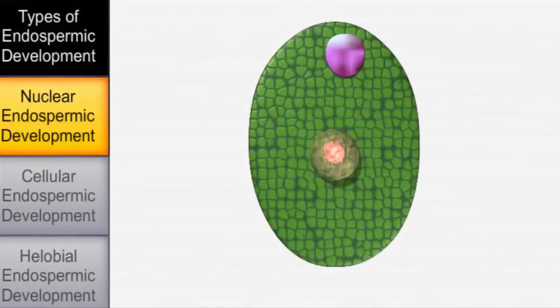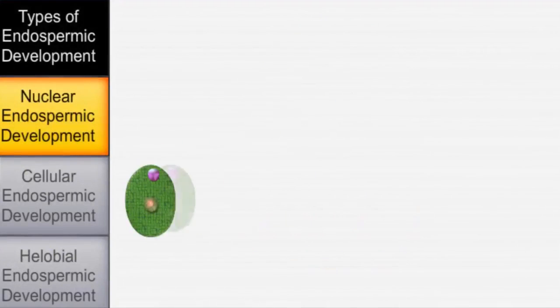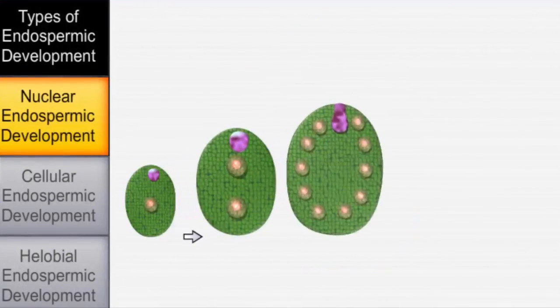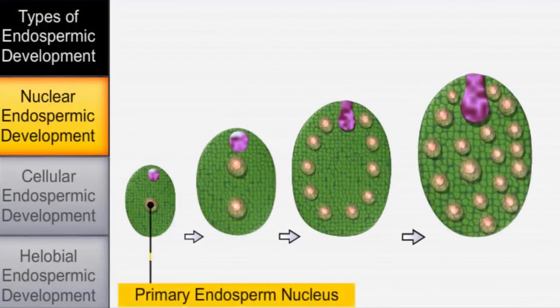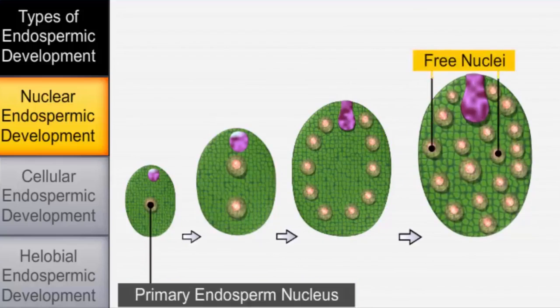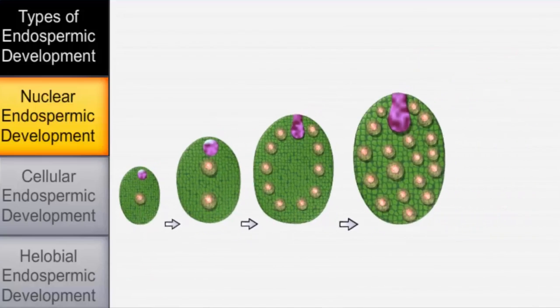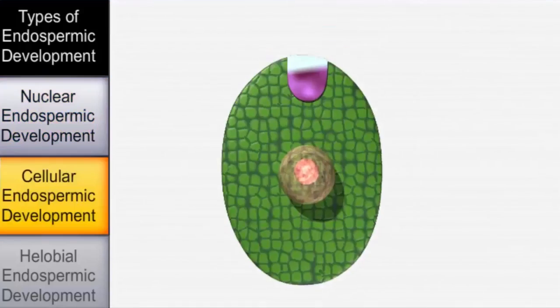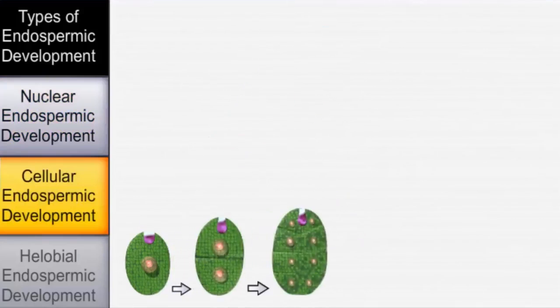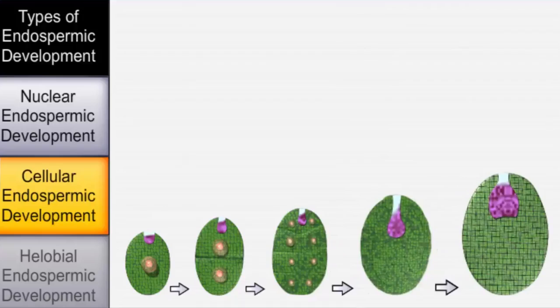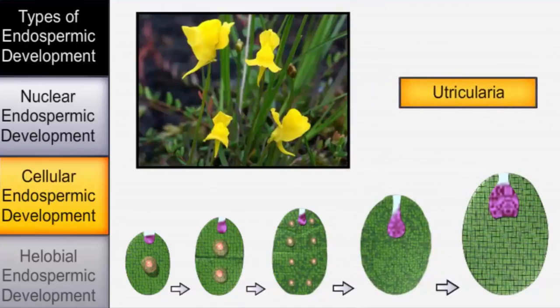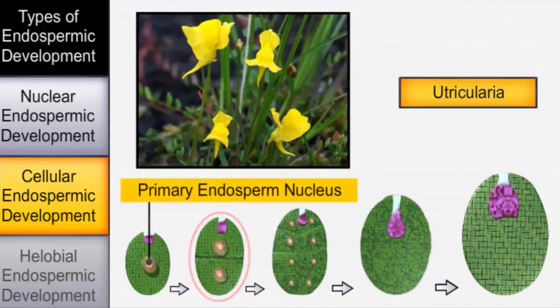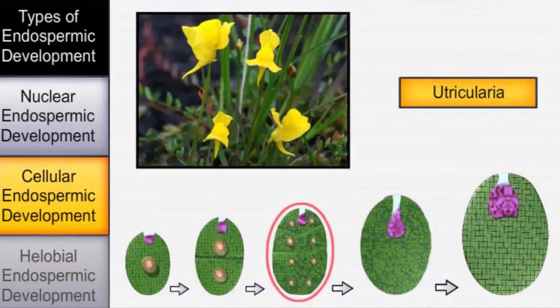In nuclear endospermic development, which is the most common type of endosperm development, the primary endosperm nucleus divides mitotically and forms free nuclei. This division is sometimes followed by cytoplasmic divisions from the periphery. In the case of cellular endospermic development, which is seen in plants such as Utricularia, the division of the primary endosperm nucleus is immediately followed by cytoplasmic divisions.